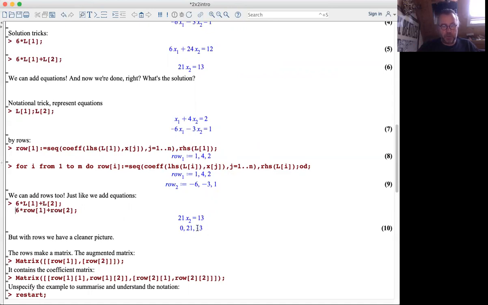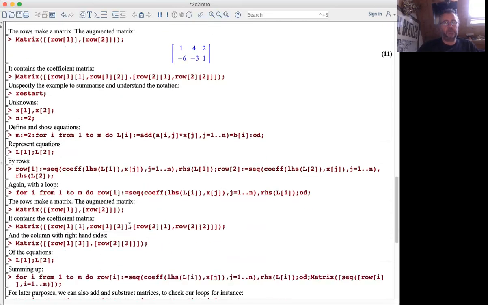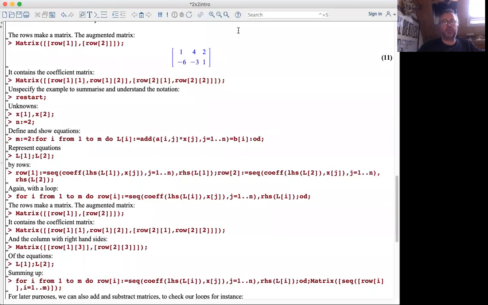There's more information in the row, because you also see the 0 here, which has been suppressed here. There's no 0 times x1. So for programming purposes or for efficient solution methods, it's much cleaner to work with these rows, because you keep the information that something is 0, and you have to memorize that this one stands for the coefficient of x1, and this one stands for the coefficient of x2. So with rows we have a cleaner picture, and the rows make a matrix. The augmented matrix. The first time I heard the word augmented, I had to look it up in the dictionary, because I didn't remember it from my high school English.